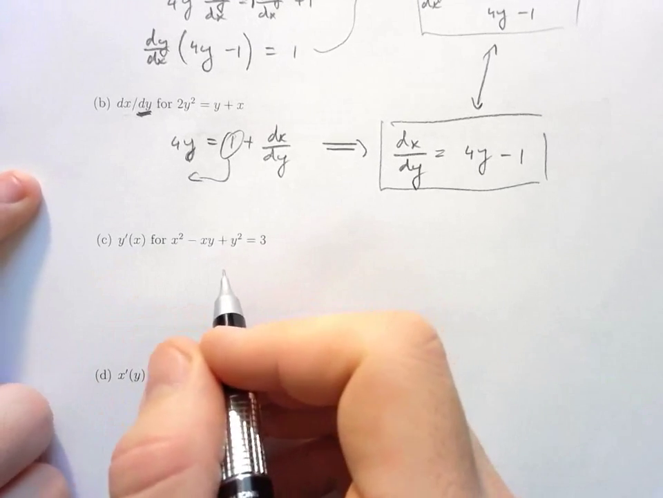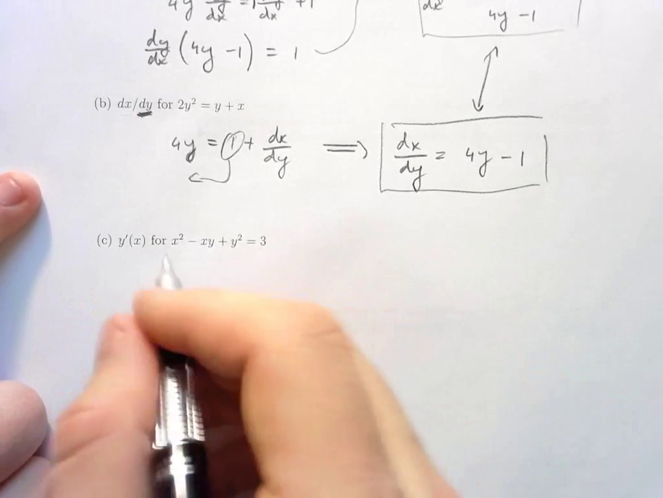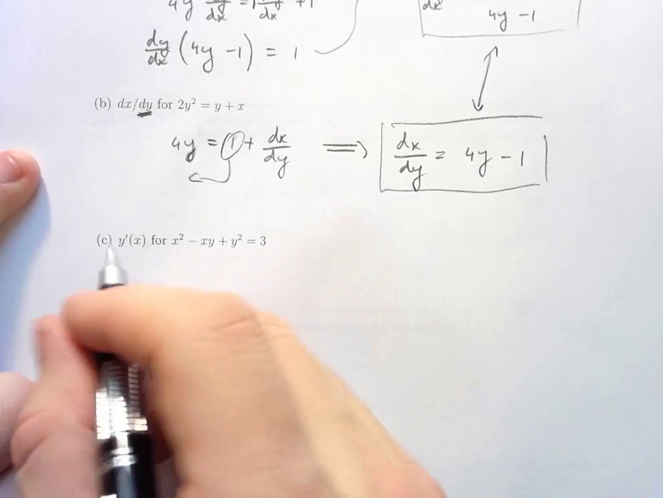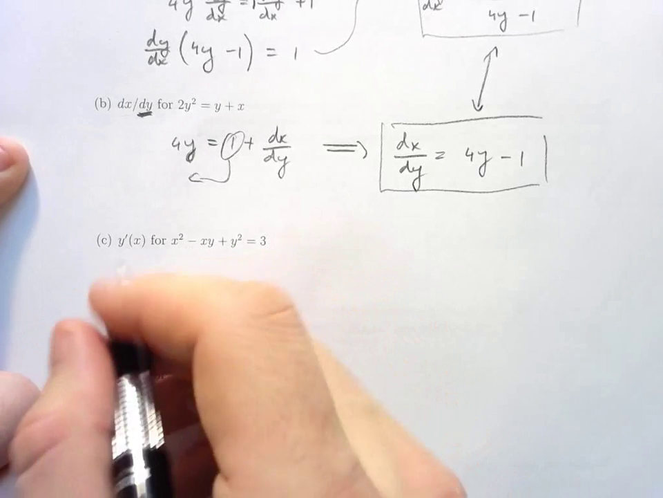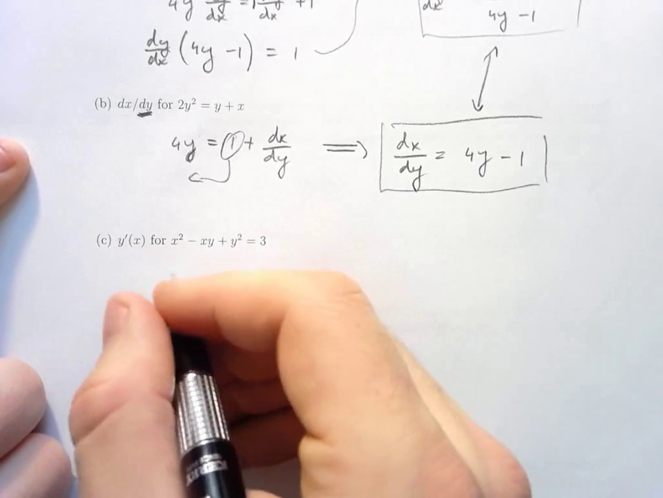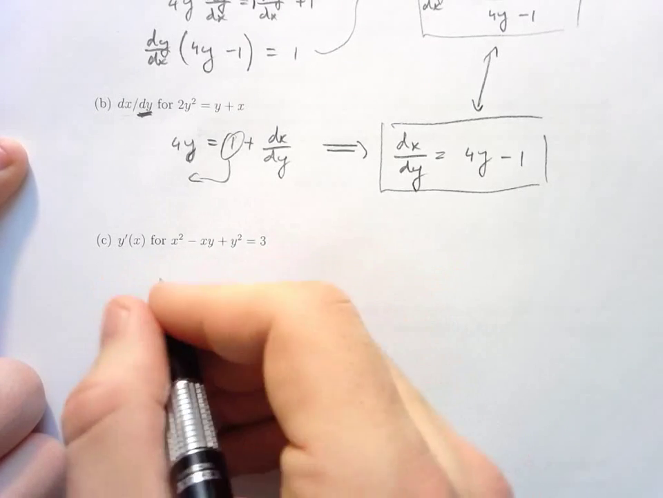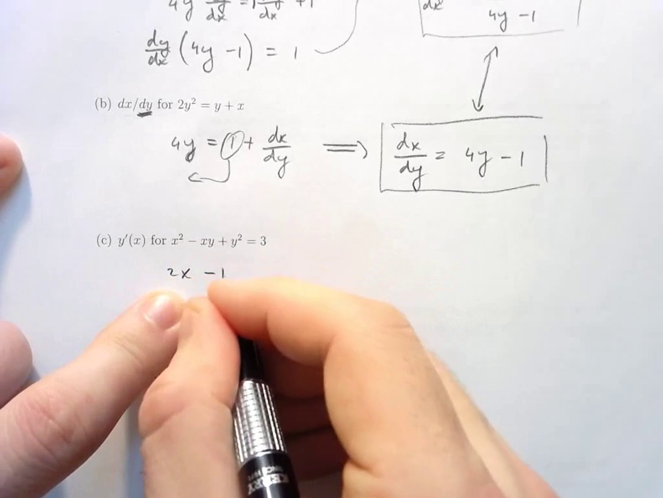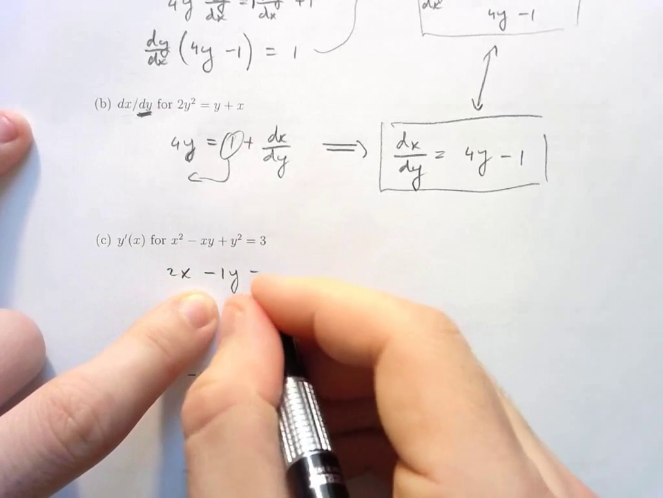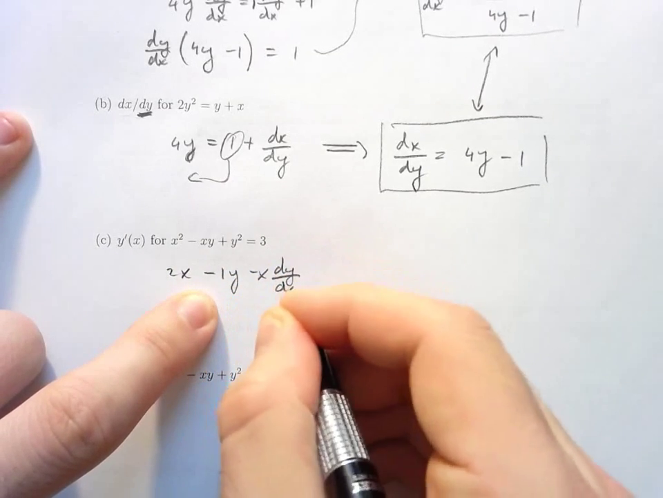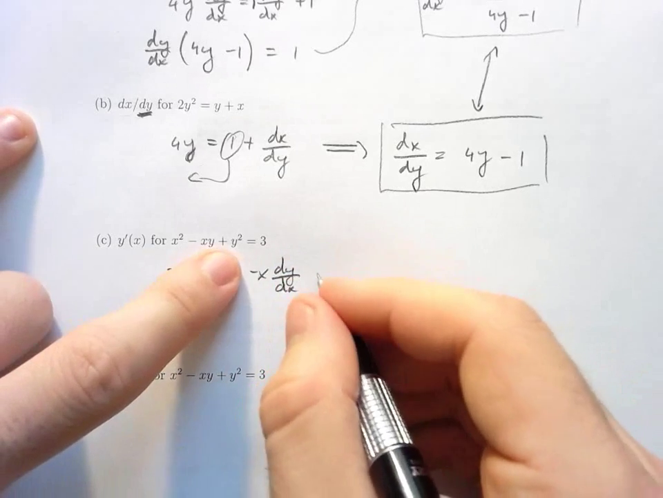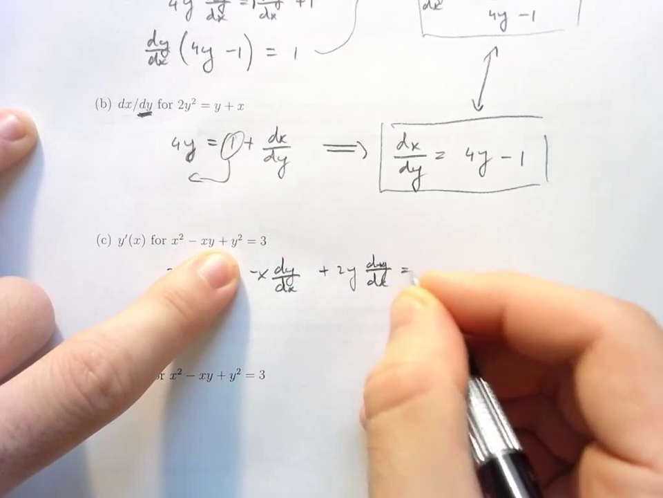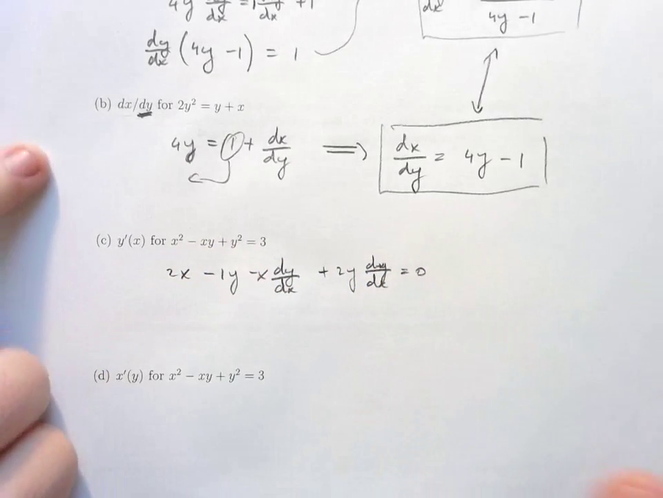Okay, how about this next one? We're asked to find y prime for that equation. So let's take the derivative with respect to x, because I'm finding y prime of x, which is the same as dy dx. And if I take that derivative with respect to x, I get 2x. Now I have a product, so I get minus 1 y minus x dy dx, and plus 2y dy dx equals the derivative of the constant, which becomes 0.